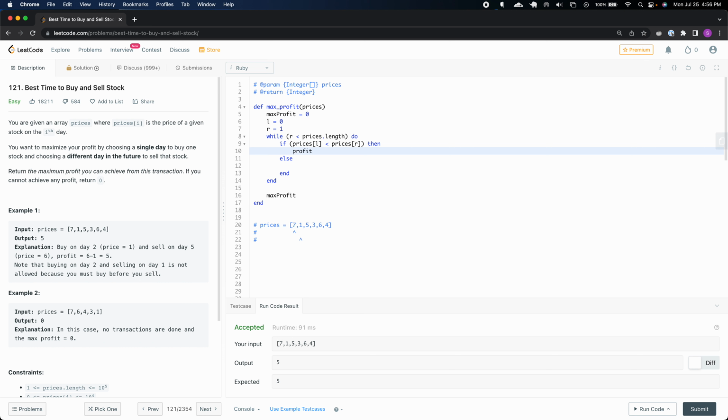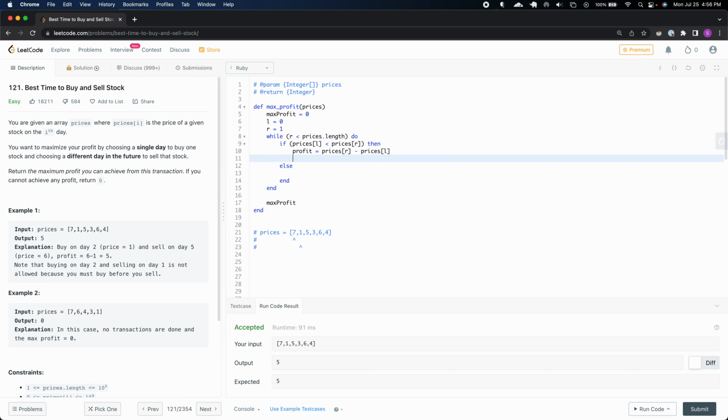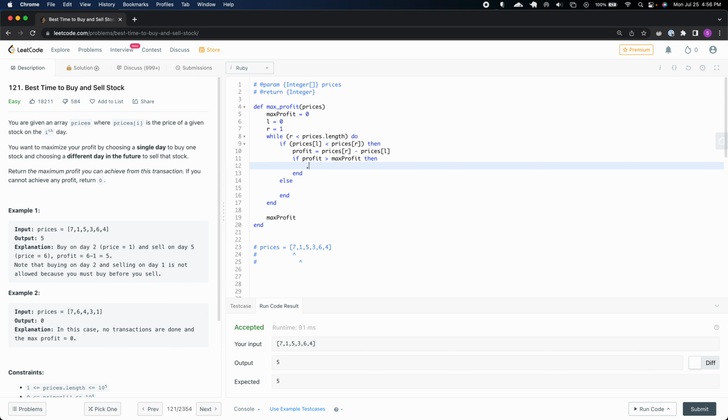If it is less than the one at the right, then let's calculate this profit, and then let's check if it's greater than the max profit. Profit is equal to prices at right minus prices at left. If profit is greater than max profit, then we update max profit. Max profit is equal to profit.